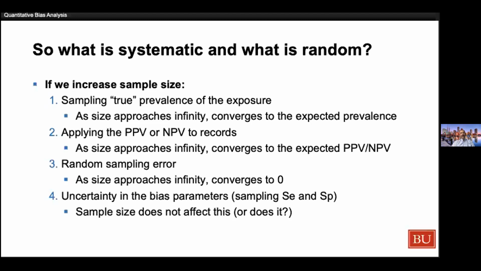But it turns out that there are aspects of systematic error which follow random error processes. If I know that I have a misclassification mechanism, and that mechanism applies to individuals in a probabilistic manner, the systematic error component of that is the expectation. The random error component of that is the variability that comes about from applying probabilities to individuals, and that random variability goes away in a very large sample. So it converges to the expectation.